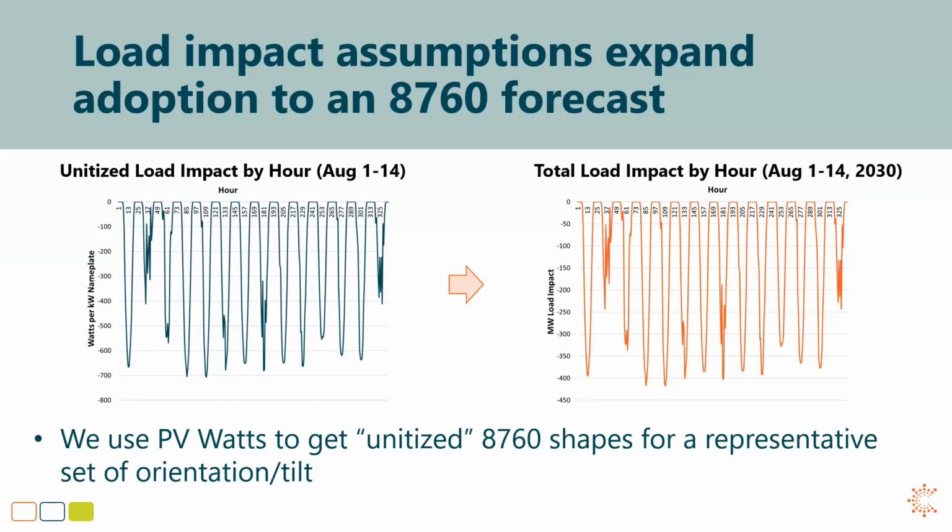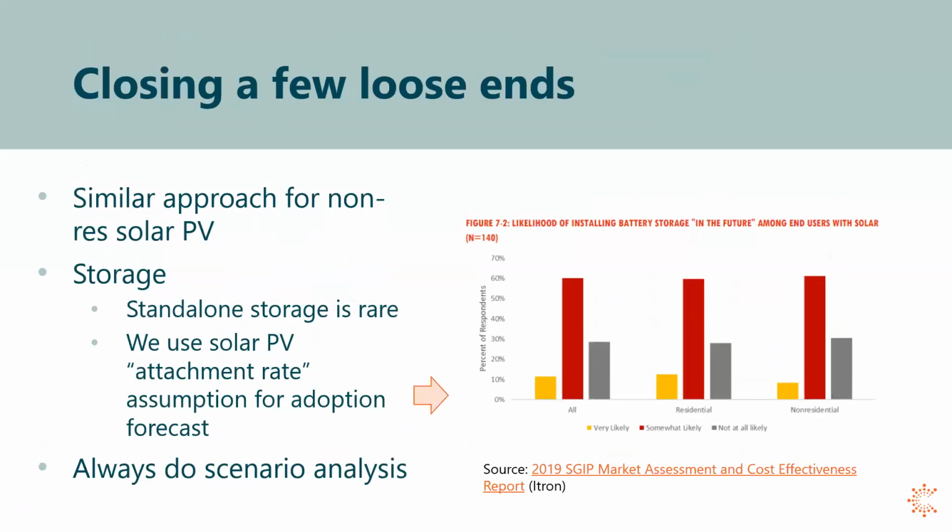I guess I forgot to mention orientation and tilt. We have a couple of representative orientations and tilts that we run through the PV Watts tool. I know that each household varies in reality, but there's enough complexity as there is. We just model a few. So that gets us through the approach that I've been using for coming up with solar forecasts.